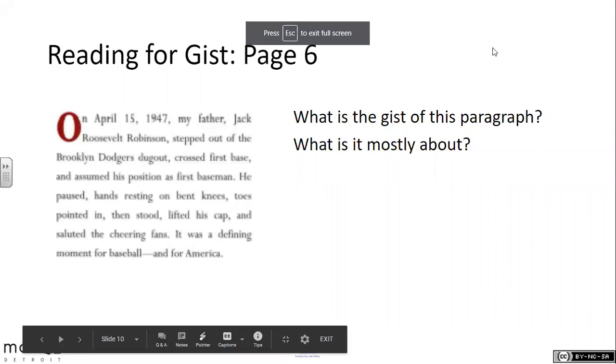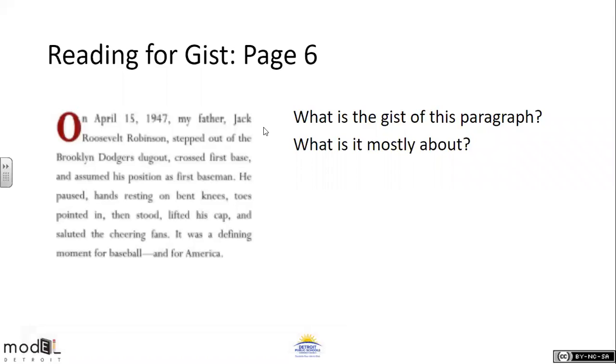So it says, on April 15th, 1947, my father, Jack Roosevelt Robinson, stepped out of the Brooklyn Dodgers dugout, crossed first base, and assumed his position as first baseman. He paused, hands resting on bent knees, toes pointed in, then stood, lifted his cap, and saluted the cheering fans. It was a defining moment for baseball and for America. So right now, just think, what is the gist of this paragraph? What is it mostly about?